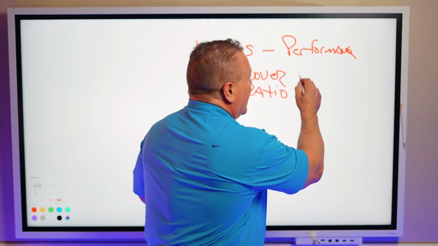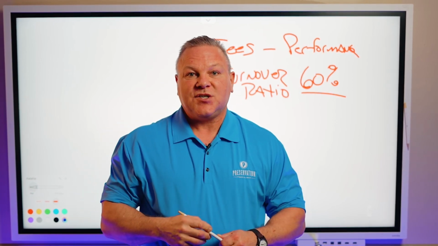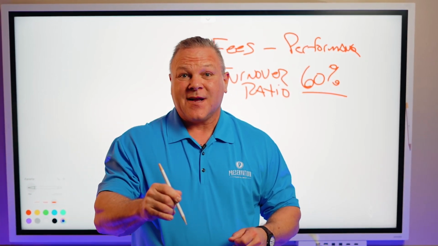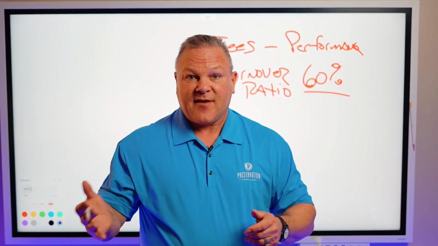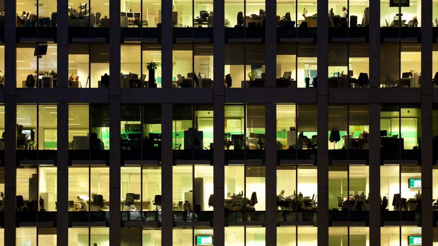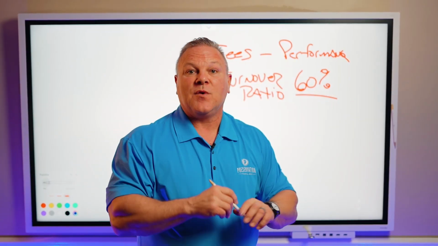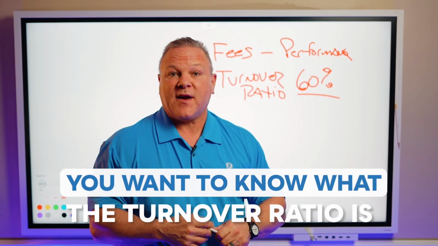So for example, if you have a 60% turnover ratio in your mutual funds, that manager is changing out 60% of the positions each and every year. Imagine if you owned a company and you had employees and you had to change out 60 employees every year, get rid of some, and then rehire and retrain. There is an expense involved in that, and there's an expense here in the turnover ratio to you in your investments and the fees that you pay. So you want to know what the turnover ratio is.